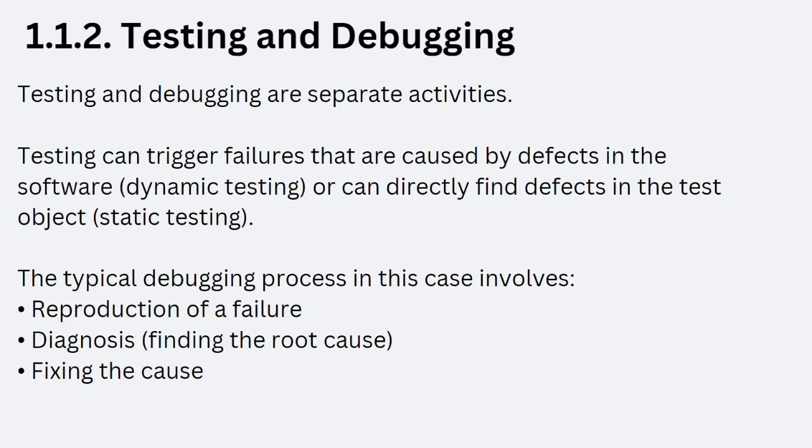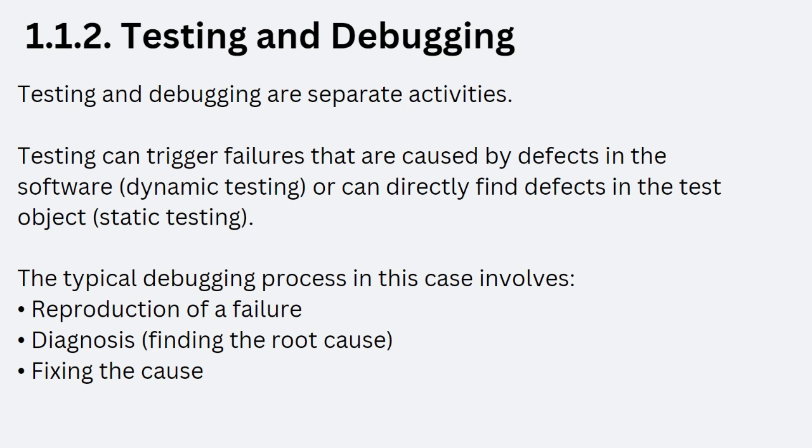Now, we will discuss testing and debugging. These are two different things. Testing can uncover issues caused by mistakes in the software. We call them defects. This happens in two ways: either while the software is running, which is called dynamic testing, or by looking at the code without running it, which is called static testing.